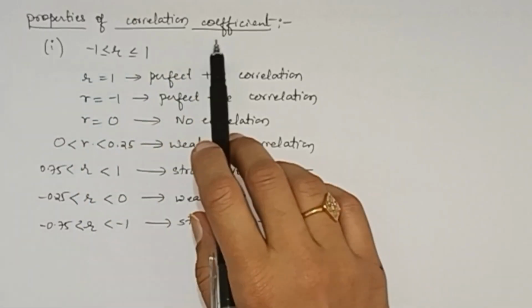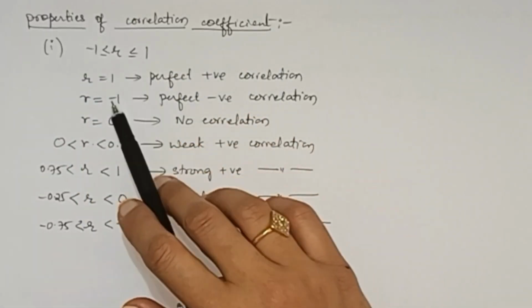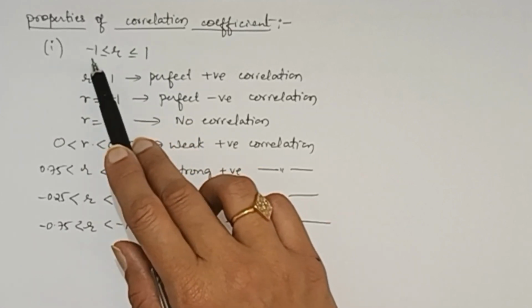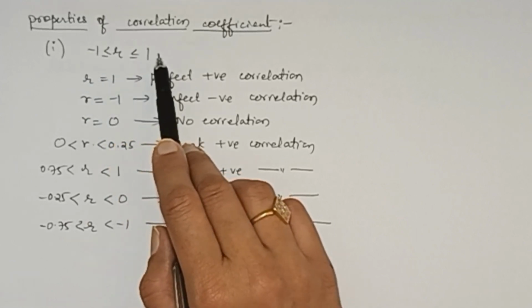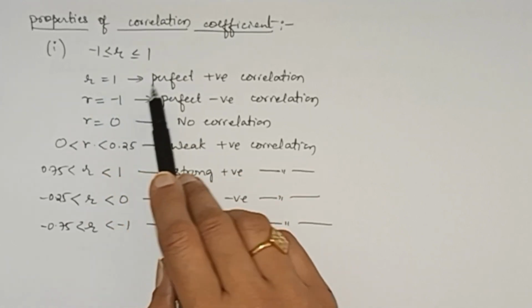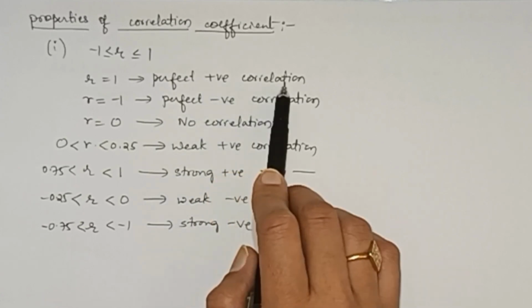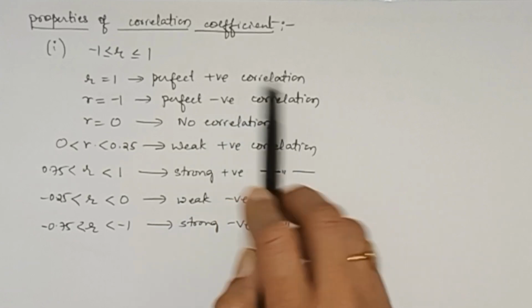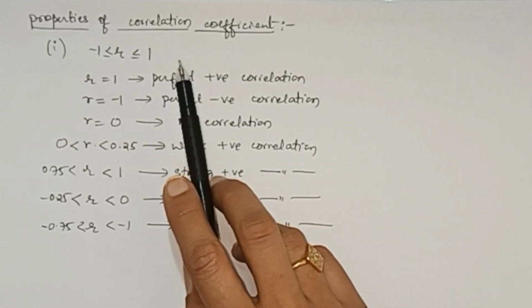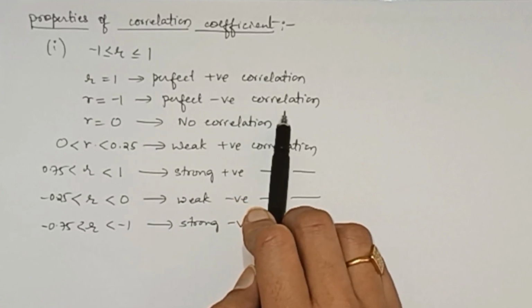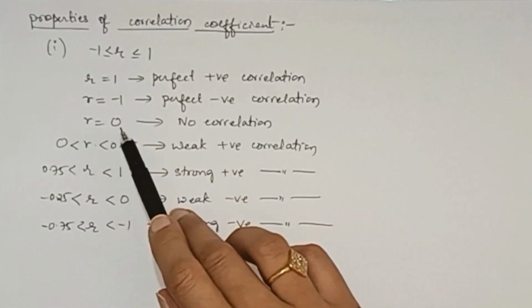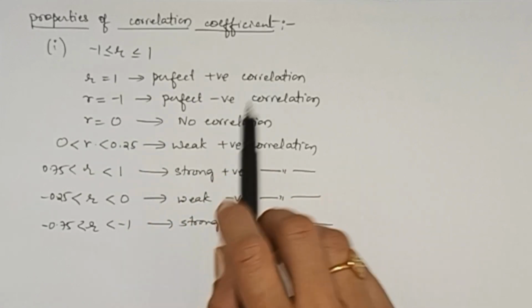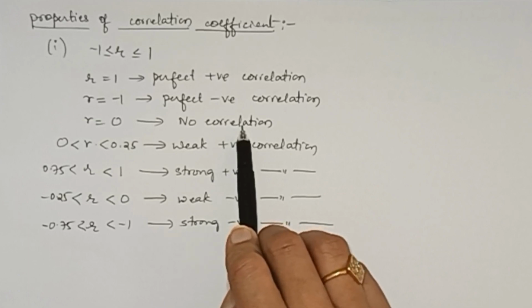Now, some properties of the correlation coefficient, that is, based on the value of r, you have to remember a few facts. The r value always lies between -1 and 1. If r equal to 1, then we can say that there is perfect positive correlation between the two variables. If r equal to -1, there is perfect negative correlation. That means if the value of the independent variable increases, the value of the dependent variable decreases, and vice versa. r equal to 0 means there is no correlation. If you obtain r equal to 0 for any two variables, then we say that they are uncorrelated data.